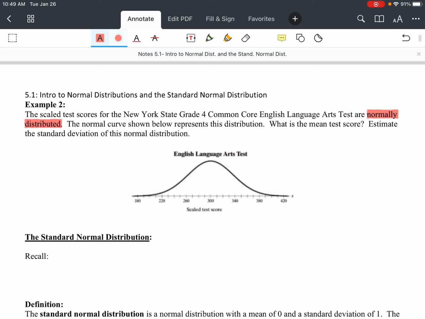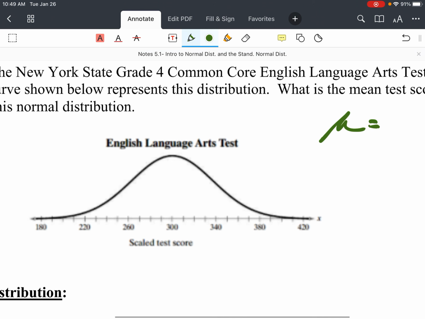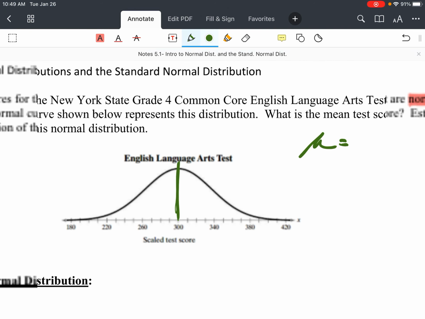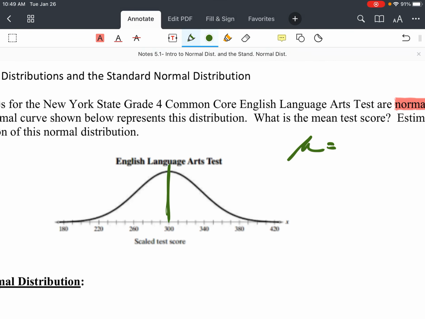We're going to estimate the standard deviation of the normal distribution. Okay. So let's start off by looking at what the average is. So we're going to try to estimate what this average is. Remember that the average happens at the peak. And if we just estimate, it's going to be approximately 300, or our test score is going to be approximately 300 on average.